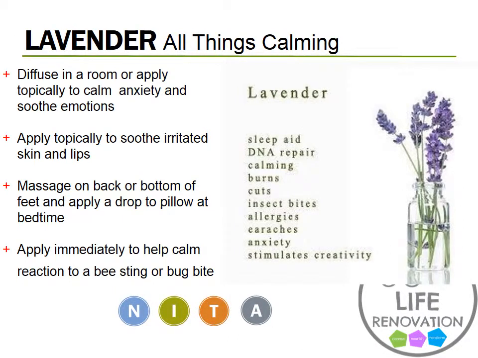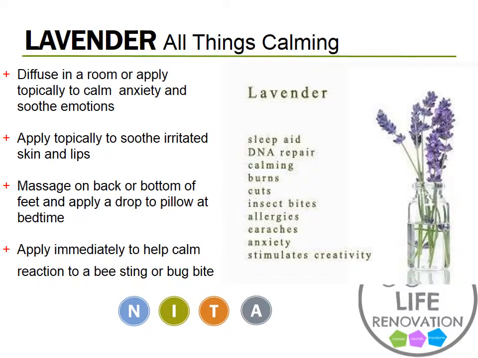Okay, so let's talk about some specific oils. Lavender is one oil that I use every single day. I put it on the bottoms of my feet at night to help me go to sleep. It really helps me to turn off my mind. And if I'm feeling anxious, I'll take a big whiff of lavender, and that will help to just calm me. You can also use it for any kind of irritation, so irritated skin and lips, or bug bites, bee stings, burns, those kinds of things.